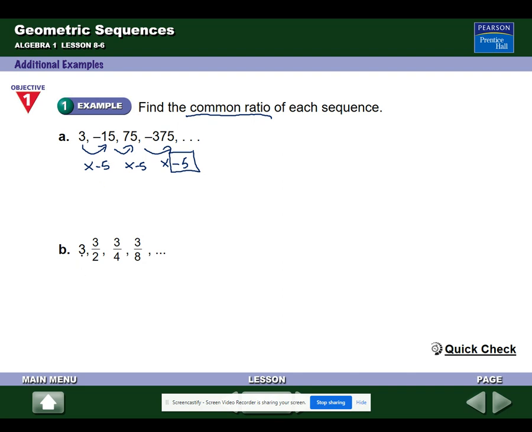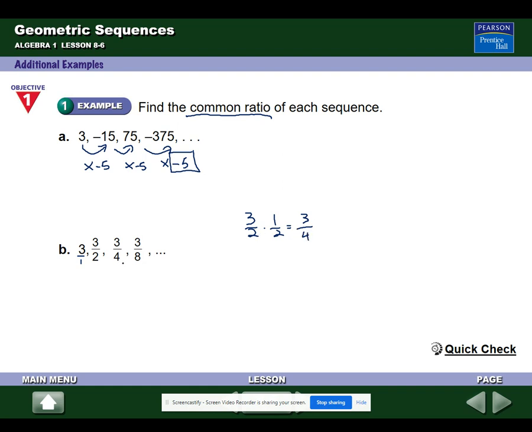Here's an interesting one. 3, 3 over 2, 3 over 4, 3 over 8. Notice that 3 really is like saying 3 over 1, and that the denominators are forming a geometric sequence. What's happening is you're multiplying by a half. If you take 3 and multiply by a half, you'll have 3 halves. If you take 3 over 2 and multiply by a half, you're going to have 3 in the numerator, 4 in the denominator.